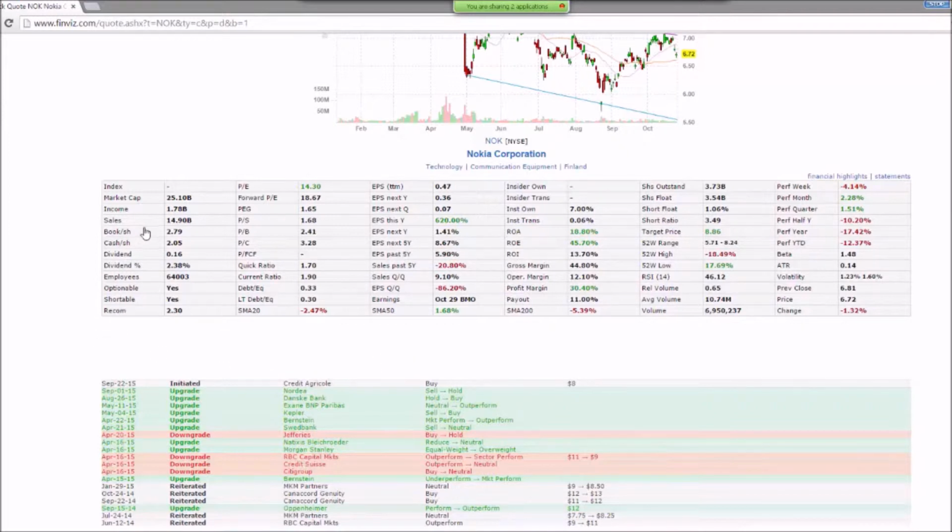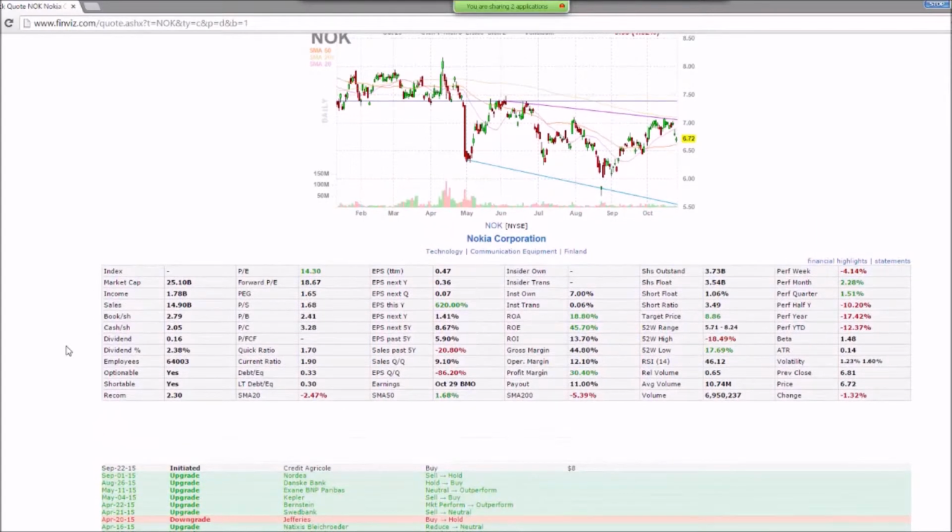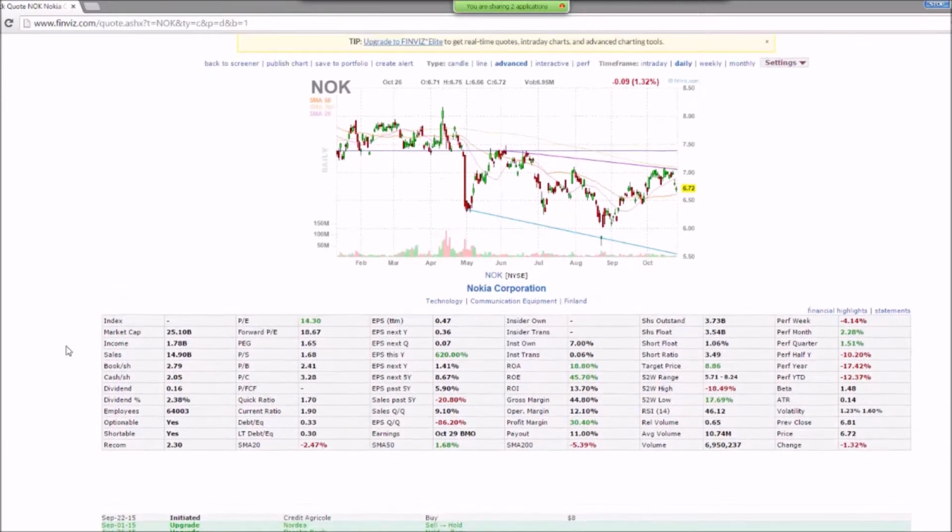What you will see here, for example, is that it's not included in any index. If it was included in an index, we would see S&P 500 or Dow Jones. Market cap, we can see the income, sales level, book to share, cash to share. So a lot of ratios we can see here straight away. And based on your strategy, if you're trying to find undervalued companies, you always look at book to share price or price earning ratio, etc.